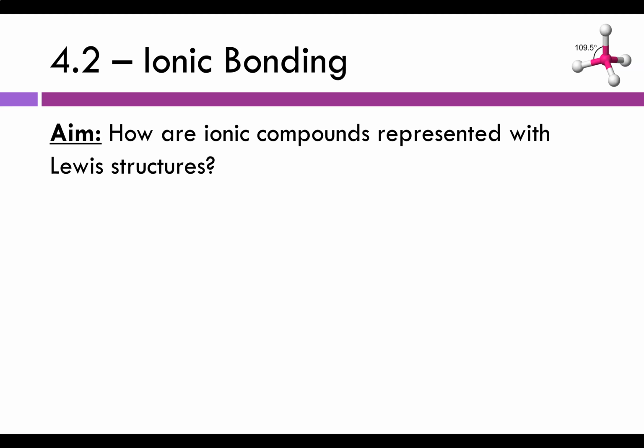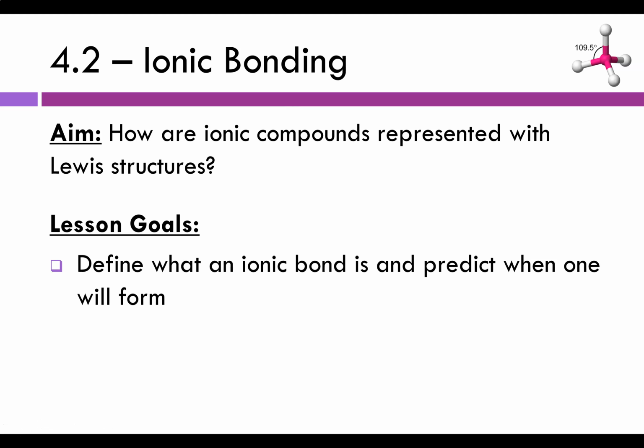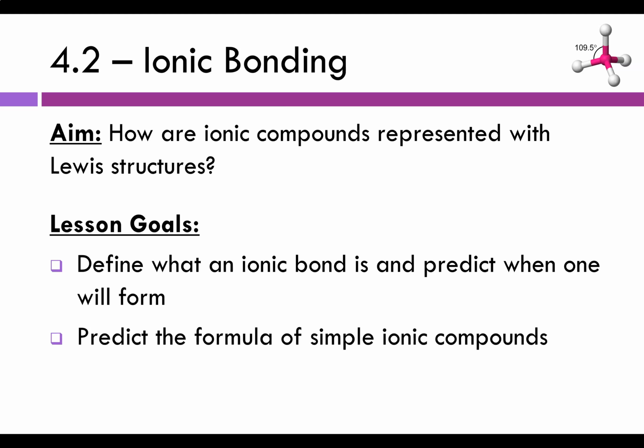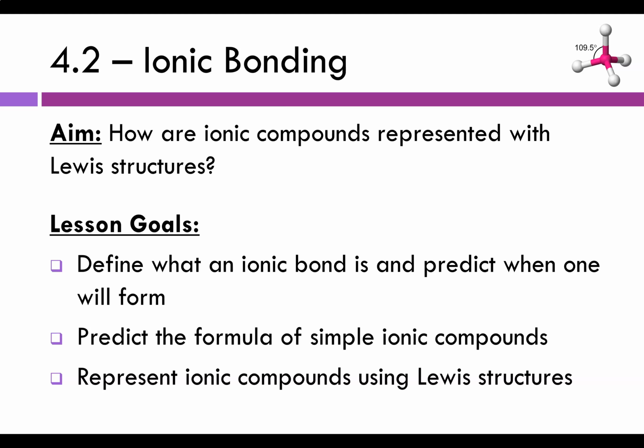In today's lesson we're going to talk about what ionic bonds are, as well as how we're going to represent ionic compounds using Lewis structures. So some goals for today's lesson: define what an ionic bond is and predict when one will form. We're going to be able to predict the formula of simple ionic compounds, and we'll be able to represent ionic compounds using Lewis structures. All right, so let's get into the lesson.